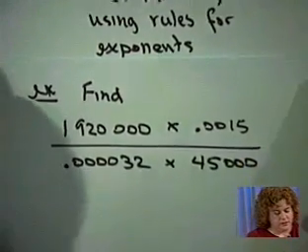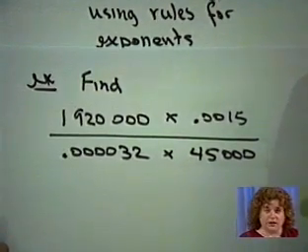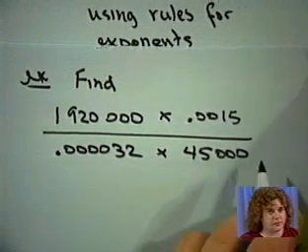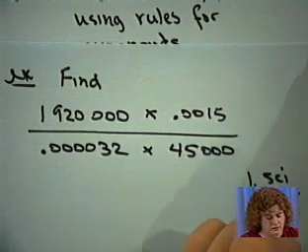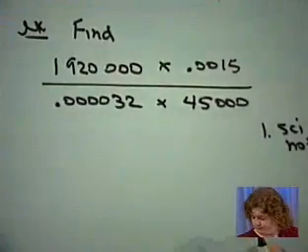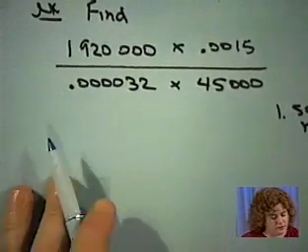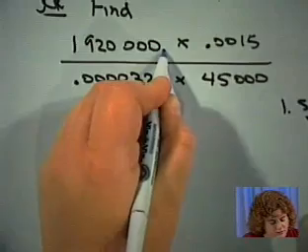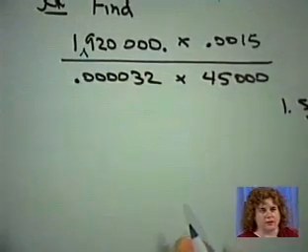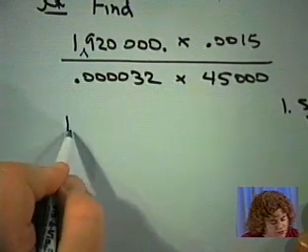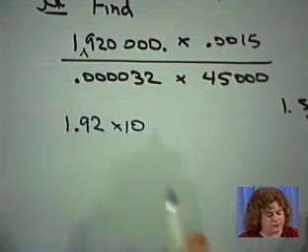times 45,000. This is a little bit inconvenient to work with, so what we'll do is we'll write it in scientific notation. And then we'll do some arithmetic. Well, I'm going to be moving the decimal from the end of the 1,920,000 here between the 1 and the 9. So I will have 1.92 times 10 to some power.